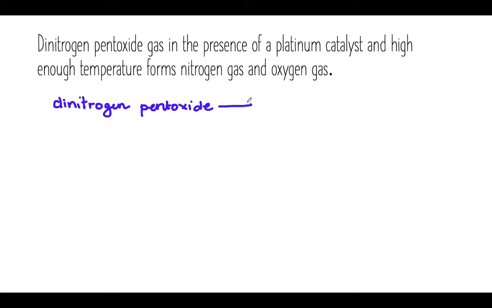Right? It tells you that in the right conditions, so with the presence of a catalyst as well as with enough temperature, it produces nitrogen gas plus oxygen gas. There we go. So this is what I would call the word equation.